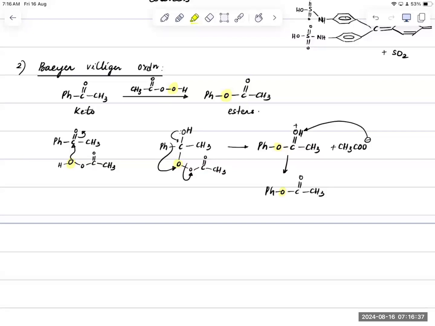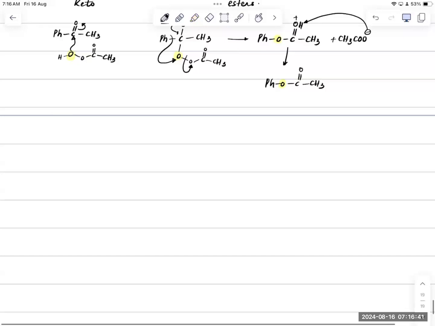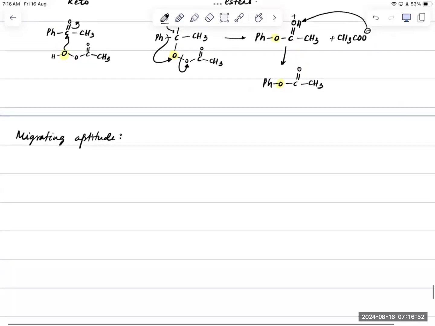So I suppose all of you understood how the migrating aptitude works. Now, if you notice, the migrating aptitude is slightly different here. So migrating aptitude order is important. Direct questions will be asked here. What is the order in which the reaction happens? So check. Well, first is H, then this is 3 degree R, then this is 2 degree R.